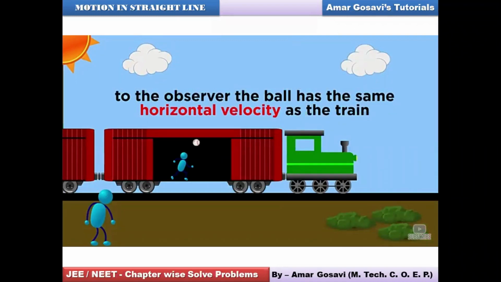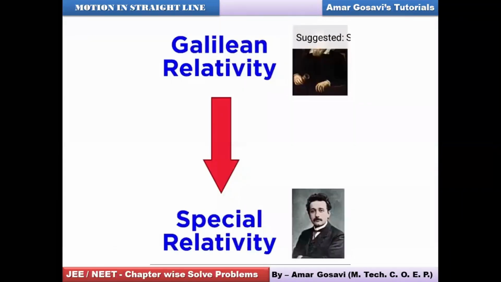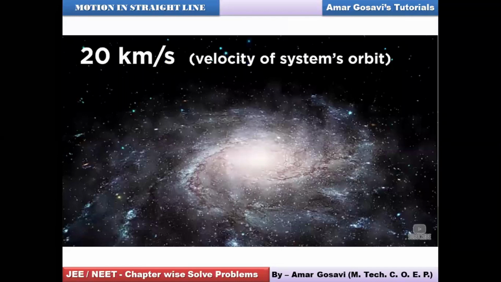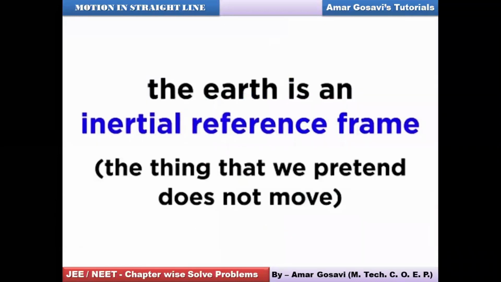So this is again the same slide which I was talking about. So to the observer, the ball has the same horizontal velocity as the train. Understand, so any frame of reference attached to Earth, we can consider it as an inertial frame of reference.